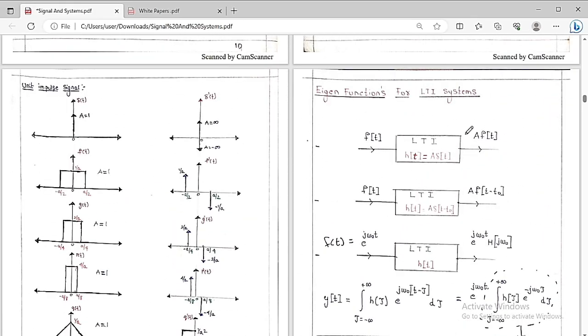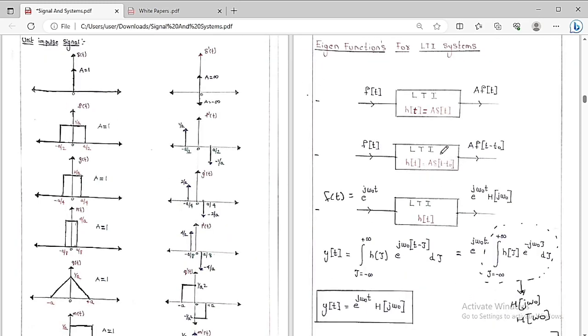So you can see clearly for this first LTI system, the impulse response is h of t equal to a times delta of t. No matter what the input is, the output is always a scalar multiple of the input. So any input can be represented as an eigenfunction for this system.